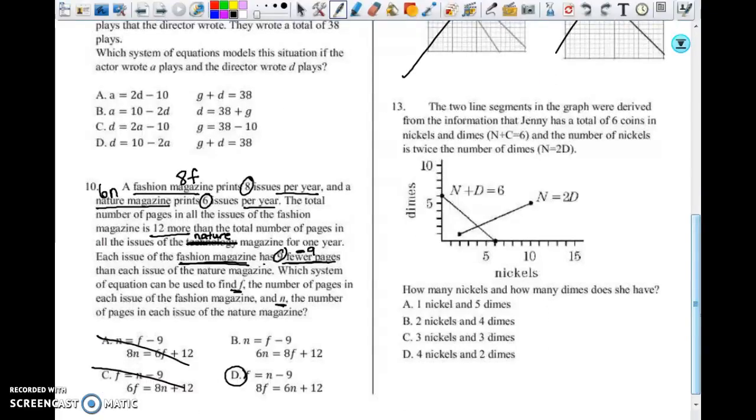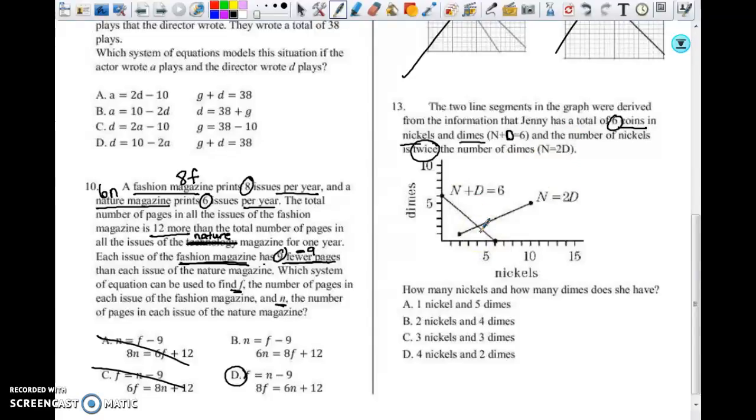All right, and the last one. The two line segments in the graph were derived from the information: Jenny has a total of 6 coins in nickels and dimes. So they actually give you the equation: nickels, which I think is supposed to be a D, and dimes equals 6. And the number of nickels is twice the number of dimes. So they actually give us both equations.